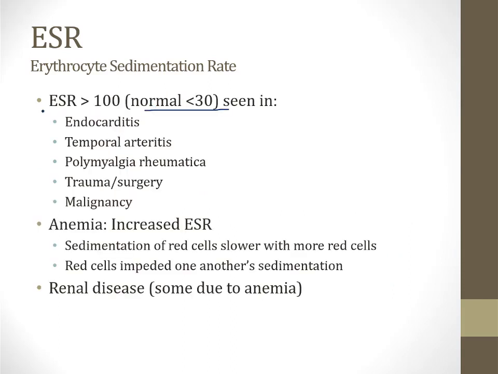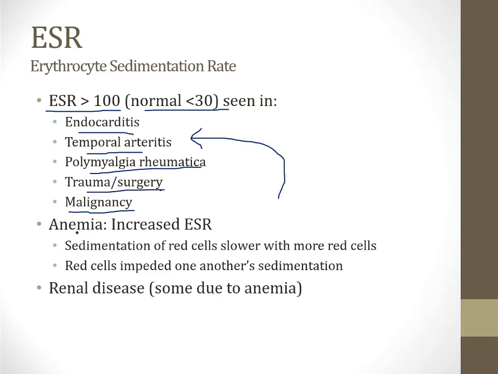A very high SED rate over 100 can be seen in some of the conditions listed on this slide. You can see this in endocarditis, temporal arteritis, polymyalgia rheumatica. You can see this after trauma or surgery or in the setting of some malignancies. And some of these conditions, especially endocarditis or temporal arteritis or polymyalgia, can present with nonspecific symptoms where the diagnosis isn't clear, so identifying a very high SED rate helps to narrow down the differential.